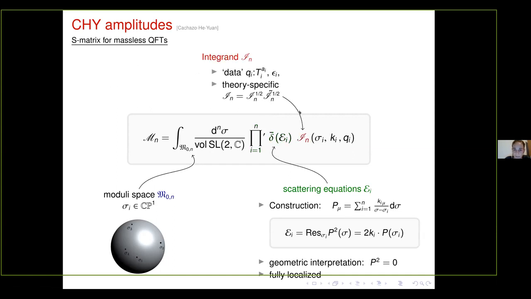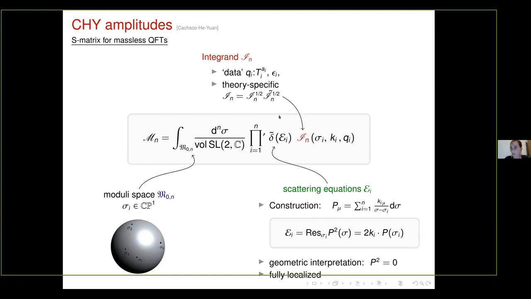Now, last but not least, we have the integrand here. While the rest here, notice that I haven't made any statements about what massless quantum field theory I'm talking about, and that is because all the scattering equations and the measure are completely universal for all massless quantum field theories. The integrand is what carries really all the information about what type of quantum field theory we're talking about. So this integrand I here carries all the data, say the color structure and the polarization of the particles. And for all relevant theories that we know, or at least for everything that we're going to talk about, it splits nicely into two so-called half integrands that I've noted here by I_n^{1/2}.